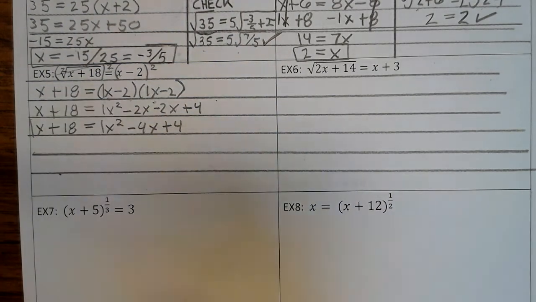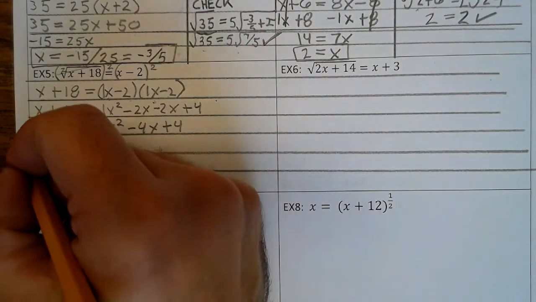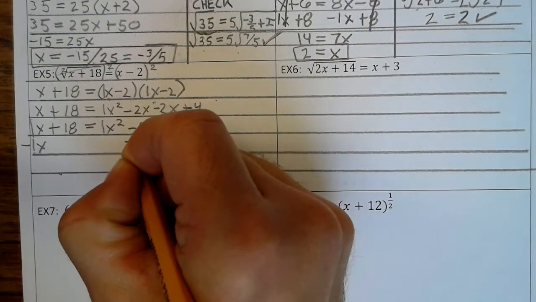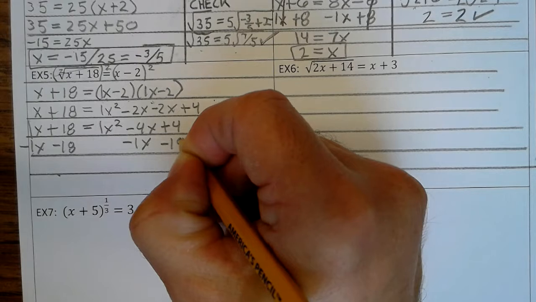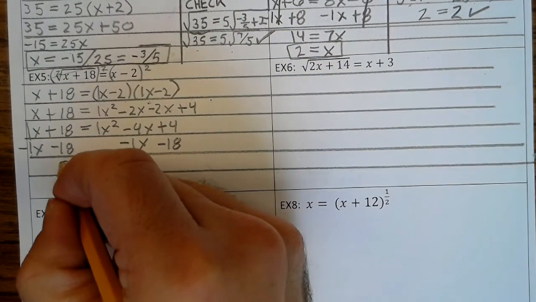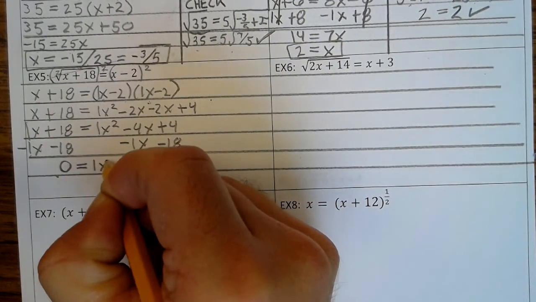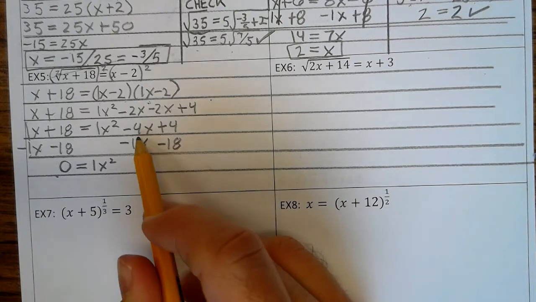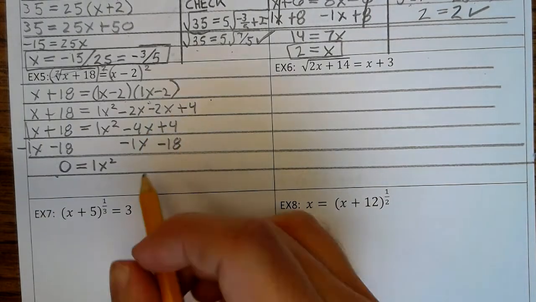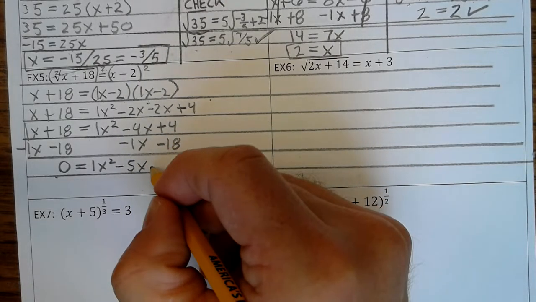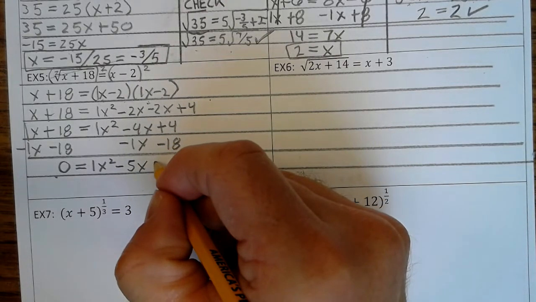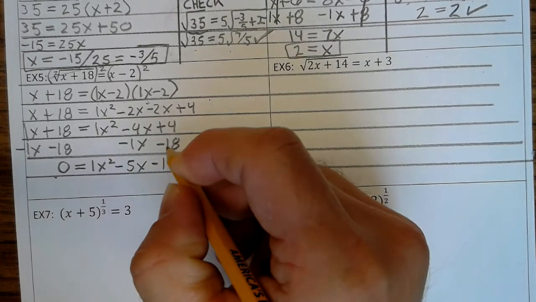Now, in order to factor, we need to move everything to one side. So I'm going to subtract 1x from both sides, and I'm going to subtract 18 from both sides. Those both cancel, leaving 0. You're left with 1x squared. Now that's negative 4x minus 1x, which is negative 5x. And then 4 minus 18 is negative 14.